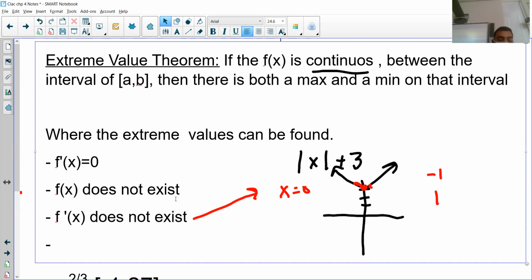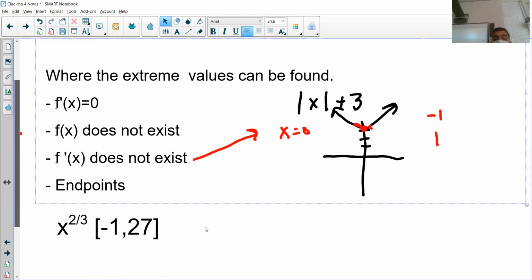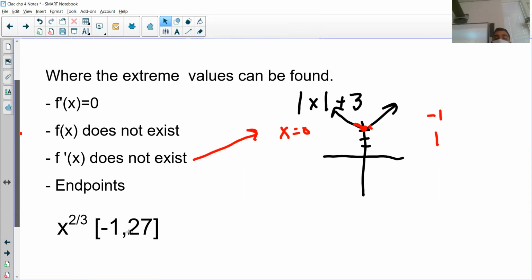And I forgot one more thing, also the endpoints. So where the equation ends and begins, because I'm going to do it for an interval for now. Tomorrow we'll do it without an interval, but for today we'll do it with an interval. So put down endpoints also. And then we have our question for our example right here. Endpoints are where extreme values could be found. It will also be at endpoints. Okay.